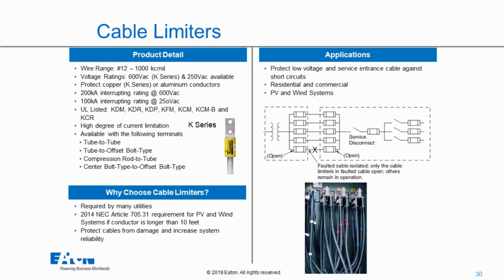They're required by many utilities. They're also required in some PV and wind systems if you have lengths longer than 10 feet, and they protect the cables from damage and increase system reliability. Many times we'll have these. If you look at the picture on the bottom right, that might be the secondary of a transformer, and now we've got multiple taps per phase. So now I might have 4 or 8 conductors coming off of a single phase.